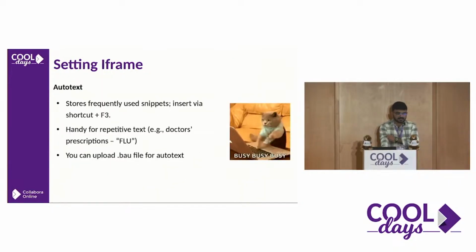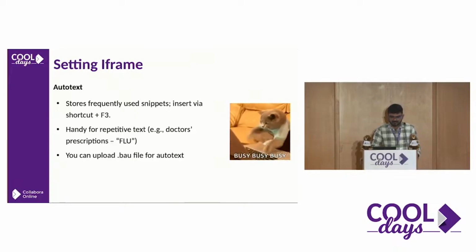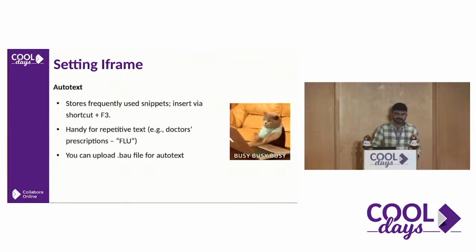Now, what is auto text? Imagine you are writing the same sentences every day, and you are always wondering, what if somebody could do this work for me, or automate this stuff. Here we are automating your key binding, so you can bind a particular word to any long sentence, and you can press F3, which will work for you. So the entire word will be bound to that particular sentence. Using auto text, you can upload the .bau file for auto text on the setting iframe.